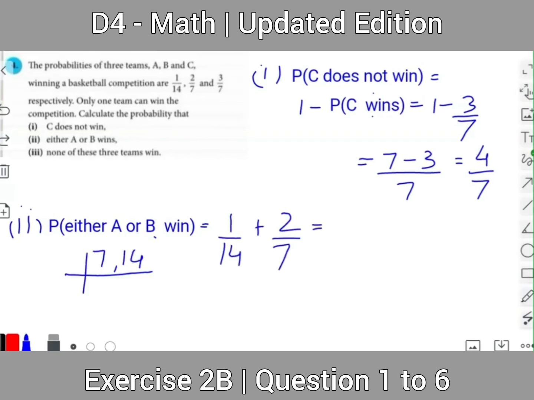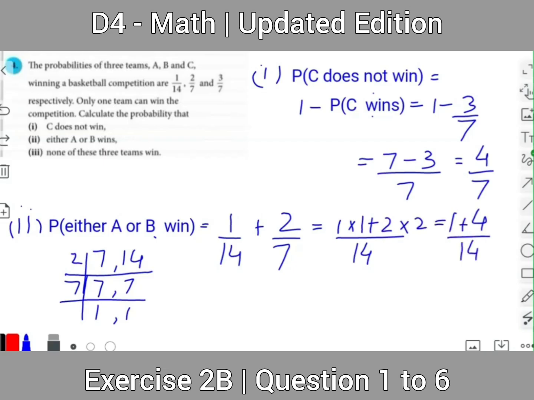Now to solve these fractions, we will take the LCM of 7 and 14. So here we have 2 times 7 is 14. 14 times 1 is 14, so here we have 1, and 7 times 2 is 14, so here we have 2. Now 1 times 1 add 2 times 2 is 5 divided by 14. So the probability that either A or B wins is equal to 5 over 14.